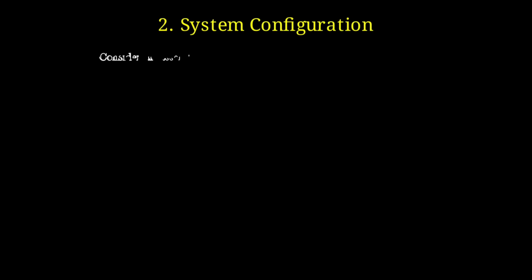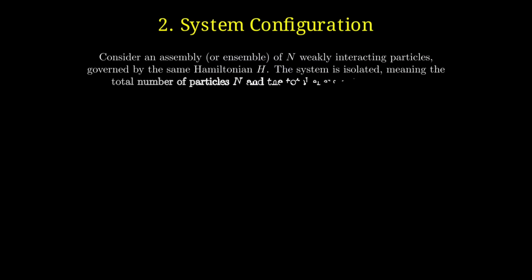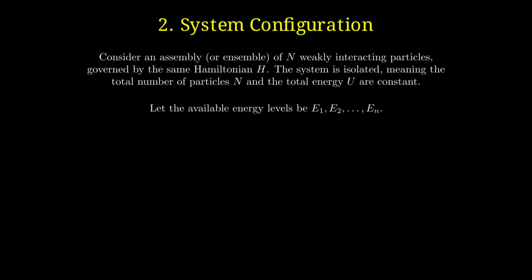Now let's set up our system. Consider an assembly or an ensemble of N weakly interacting particles. All particles are governed by the same Hamiltonian. The system is isolated, which means two things. The total number of particles N is constant and the total energy U is constant. This is the microcanonical ensemble.